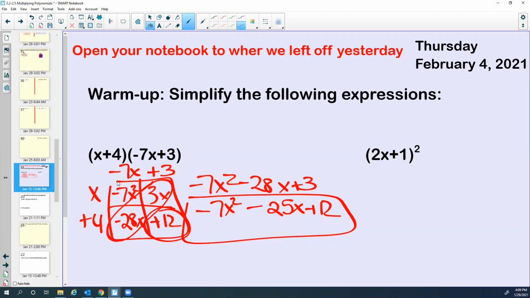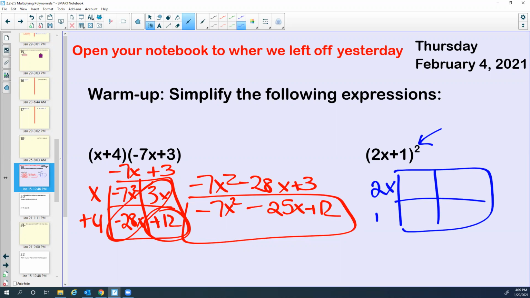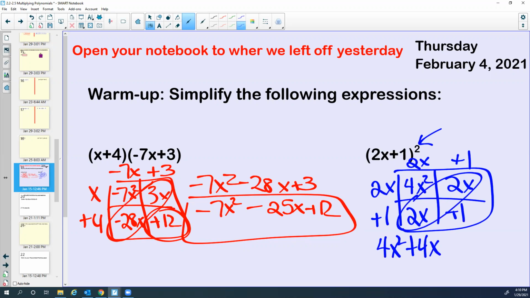On this other one here, we got this squared, which means you're taking what's inside the parentheses and multiplying it by itself. 2x plus 1 times 2x plus 1. 2x times 2x is 4x squared. 1 times 2x is 2x. Get the same thing down here. Lastly, 1 times 1 is 1. 4x squared plus 4x plus 1 is your final answer.